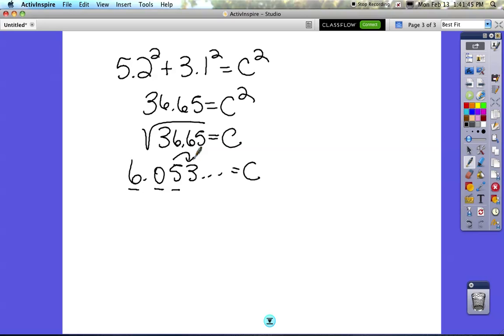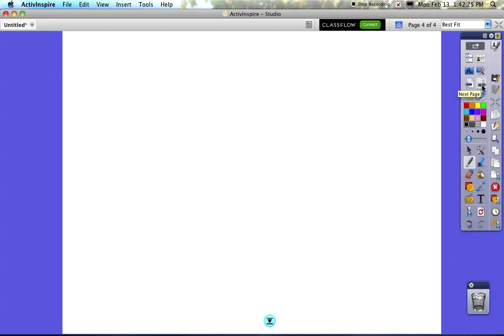It stays the same. So your answer in this case is not going to be a nice little square root of something. It's going to be a decimal. You didn't get a square root. How'd you get 6.05? Because that's 3 significant figures. You look at the 3, and the 3 keeps the 5 the same. Okay? Now, the last part of the lesson, you can take notes on this, on the back side of this, or down at the bottom.